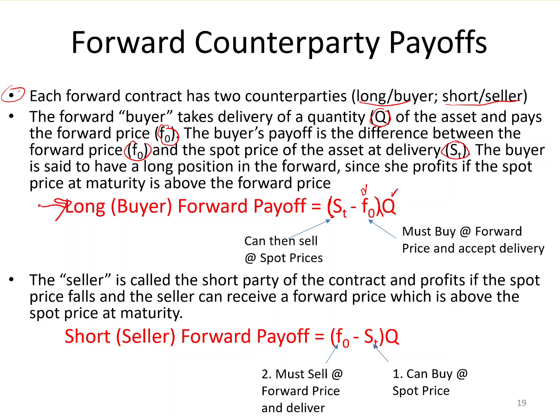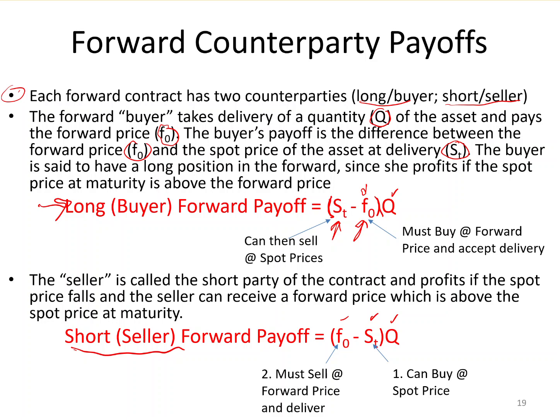And you can think about how the profit is actually realized. If the buyer has to buy at F0, they can immediately then sell it in the marketplace at maturity at ST times the quantity. So that's their payoff. Now the seller has the opposite payoff. The seller is called the short party of the contract and profits if the spot price falls below the forward price. So we say the short or the seller has a payoff of F minus ST times Q.